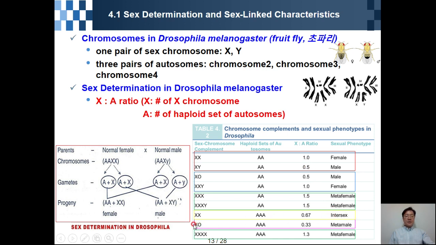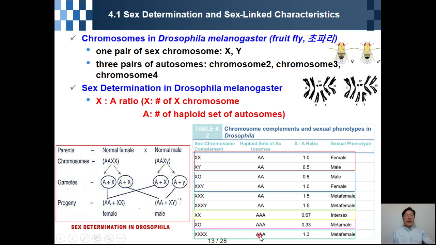How about in this case, the X chromosome? They only have the X. XO means they only have one X chromosome, and their autosome is AAA. So what's the number of X chromosomes? X chromosome is 1. What's the number of A chromosomes? It is 3. So the ratio will be 0.33. In this case, it's below 0.5, so we call it a meta male. Another name is a super male. In this case, their phenotype is male, but they die very early. Okay. How about the final cases?